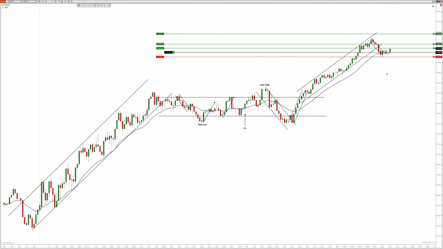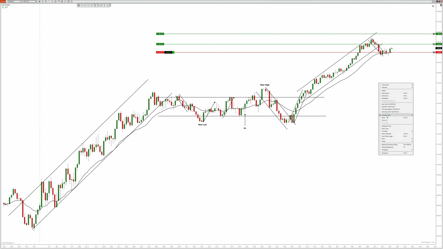Let's see if we can fill the 8 tick here. Just one more tick. All right, we filled the 8 tick. So I'm just going to be holding this trade. Hopefully we can reach this 16. Pretty good price action overall.